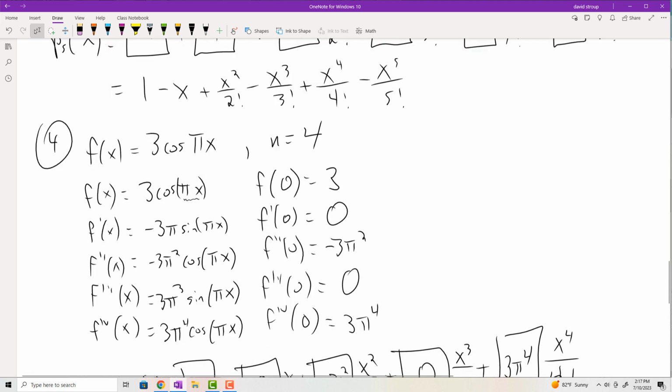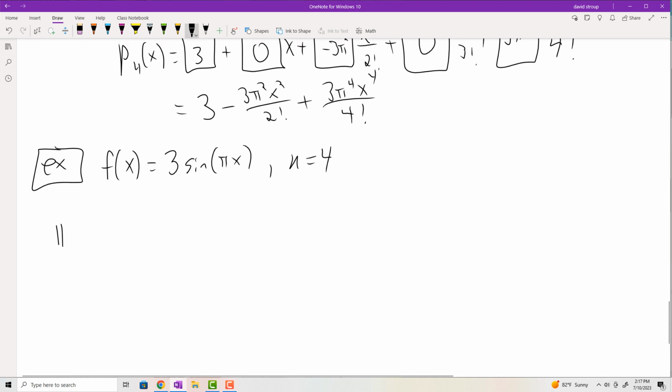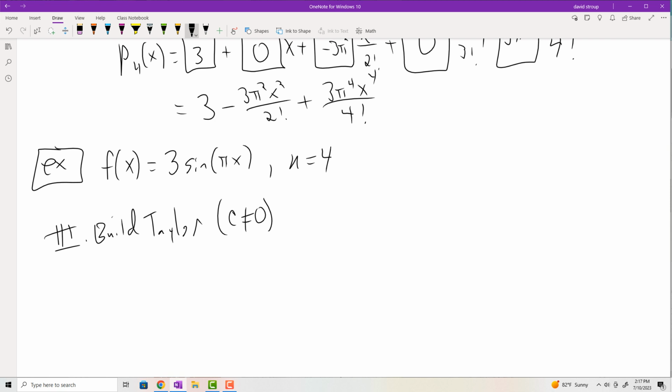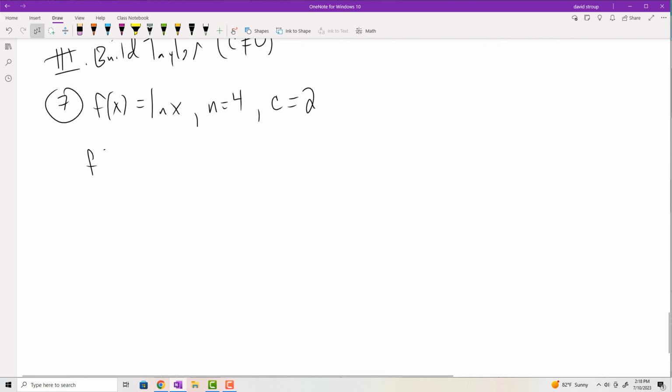Building a Taylor. So we built some Maclaurins. Let's go ahead and build some Taylors. So here c, of course, is not 0. And let's go at it. So number 7, we want to find an approximation or representation for the ln of x, degree 4, centered at 2. Okay. Same process. So you get f of x, and then its derivatives to the 4th derivative.